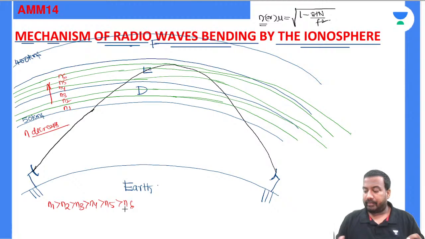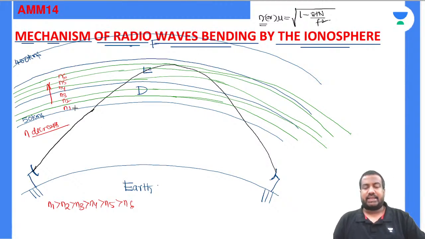As you are moving up, the value of N is decreasing. Am I right? Is that clear? Everyone, please let me know. Is that clear? So as you move up, N decreases.